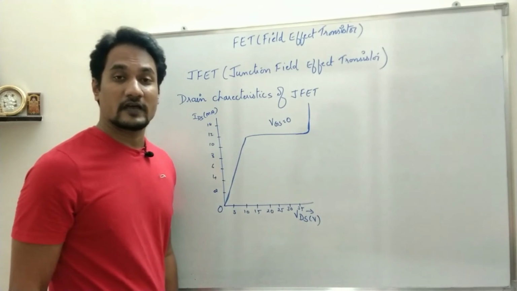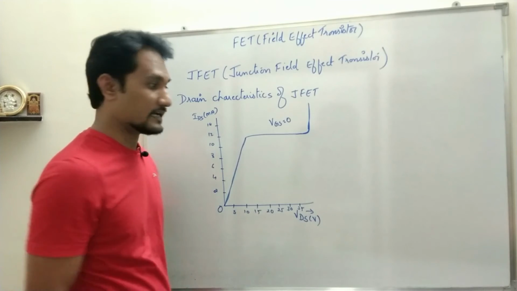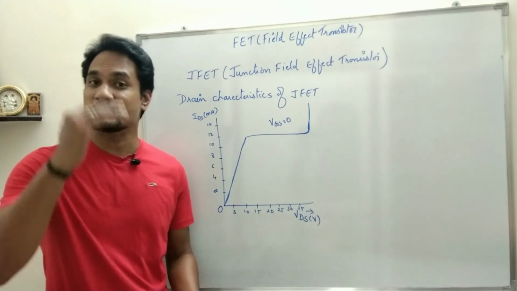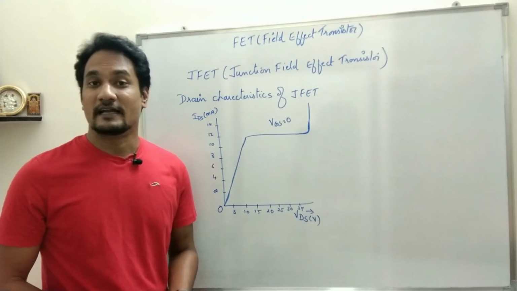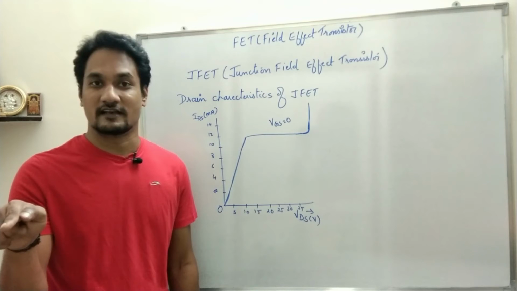Now next, I will keep VDS and IDS constant and change VGS, the gate to source voltage. I am increasing the reverse bias voltage. Tell me what happens when VGS is increasing? IDS will decrease for the same VDS potential, right?